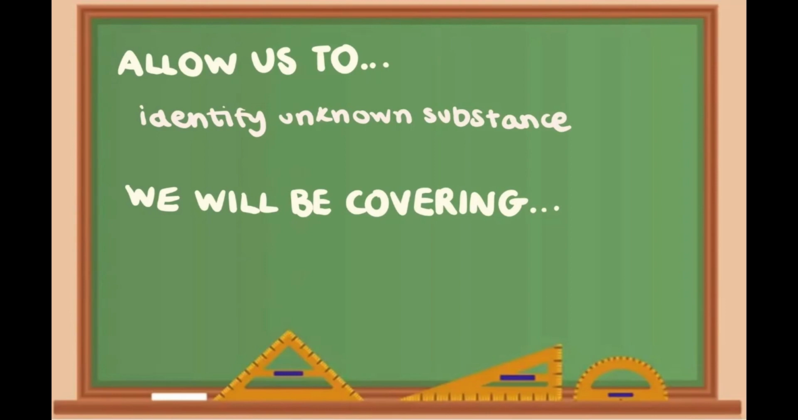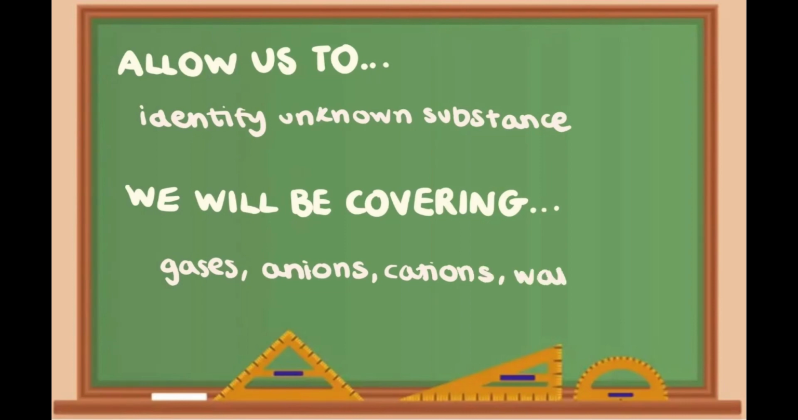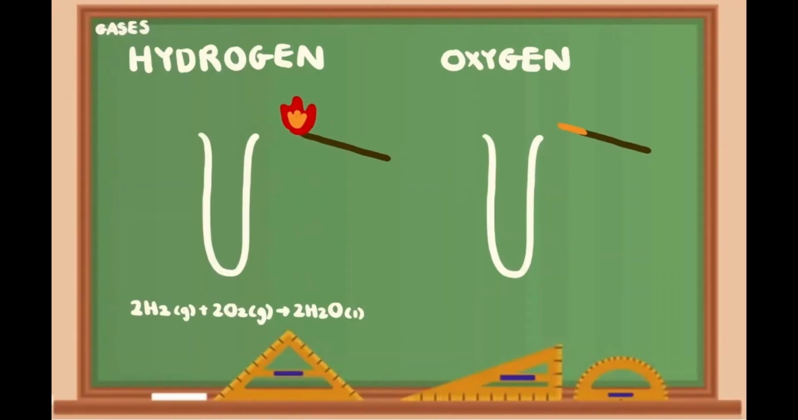So this includes some common gases, some anions. If you've forgotten what anions are, they're negative ions. Cations, so these are obviously the positive ions, as well as we're going to be talking a little bit about water. So that includes testing for the presence as well as the purity of water. So let's start with gases.